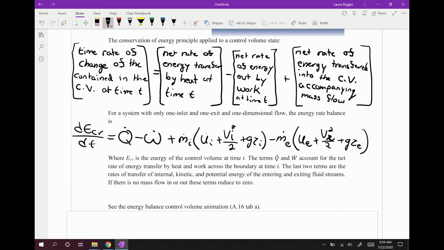Our last two terms are the transfer of internal, kinetic, and potential energy that accompany our moving flow streams. If there is no mass flow in or out, these terms go to zero, and we're back with our energy balance for closed systems.